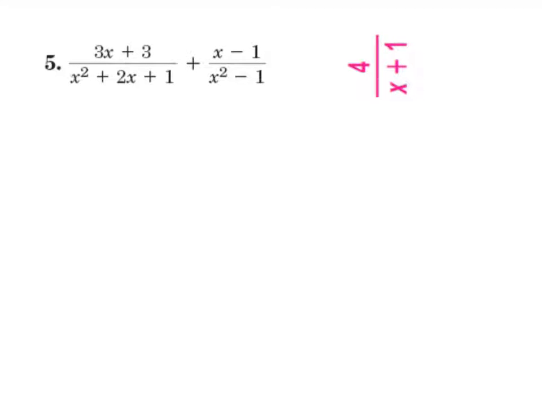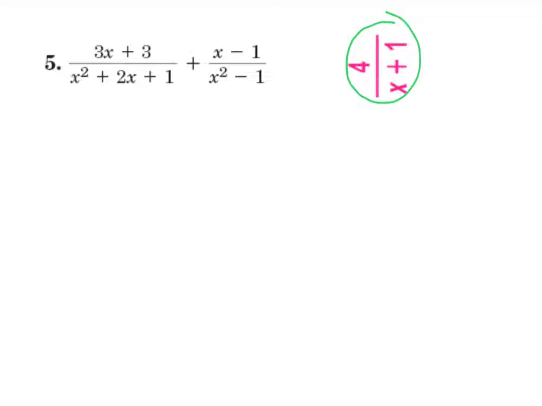All right, now I'm going to turn to problem number 5. Looks like I got the answer right here over on the side, but let's see how we get to this 4 over x plus 1. And I'm also going to try to think about how I can fit this on one page. I'm going to try writing smaller here.